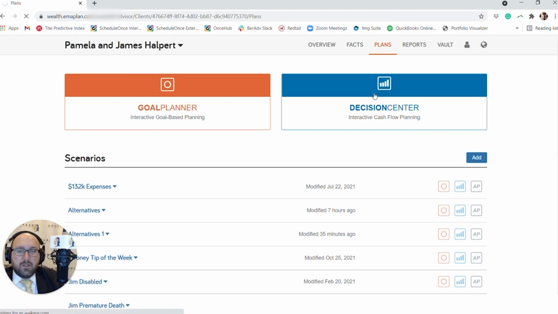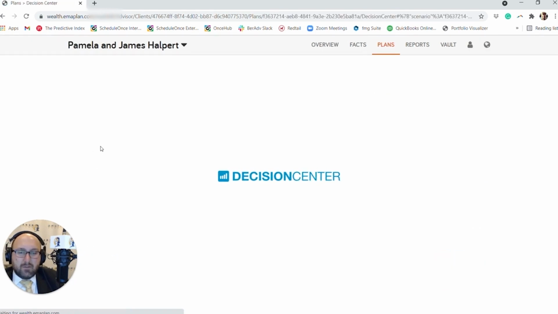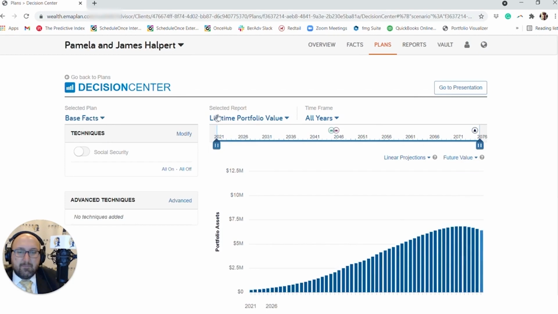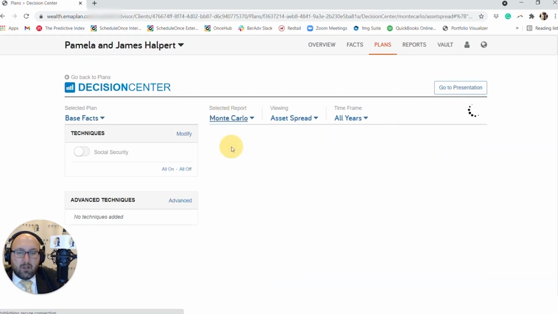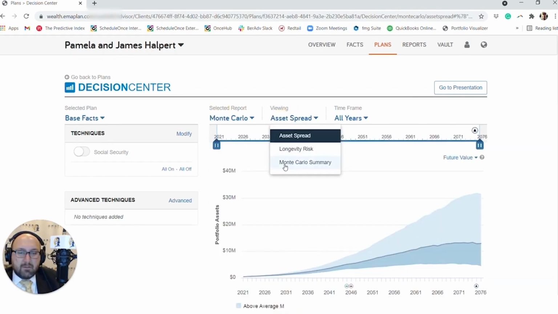So we're going to go under Decision Center. We're going to leave it for this particular scenario under Base Facts. And we're going to click here to Monte Carlo. And instead of asset spread or Monte Carlo summary, we're going to go to longevity risk. Well, let me explain what this tool is first before I click on it.